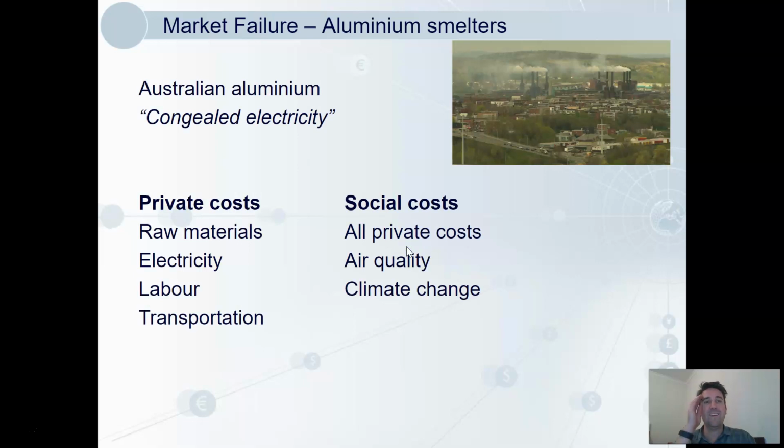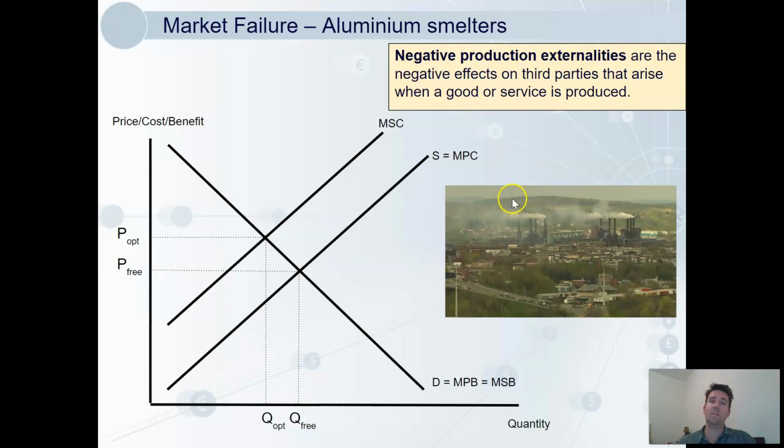Costs to the producers, the private costs, will include the raw materials, the electricity, the labor, and the transport. The social costs are made up of all the private costs because the producers are part of society. So all the private costs plus air quality and climate change. Right, if we go back to the diagram, we see that the social costs are higher than the private costs.